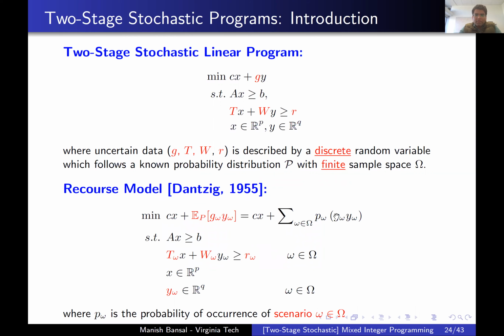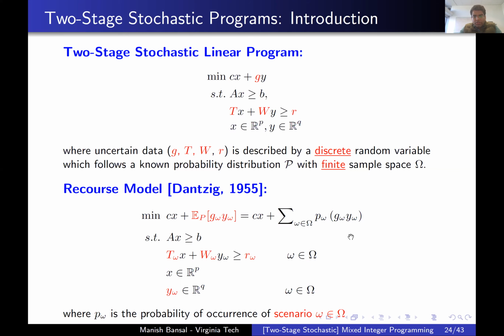In order to tackle this problem with a finite sample space, this is a well-known recourse model from Dantzig, where he introduced these y omega variables corresponding to each scenario and rewrote this problem as a large-scale linear program, where in the objective function the expectation is replaced by the summation up here. An interesting thing about this model is that it has a nice block angular structure, because the first stage variables appear here, and the second stage variables y omega are not connected to each other.